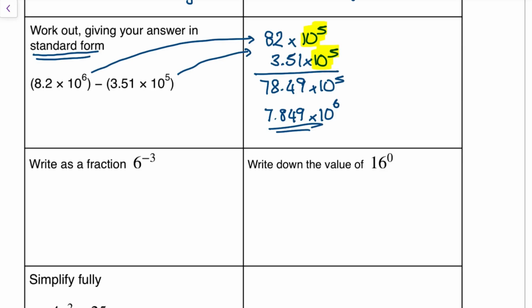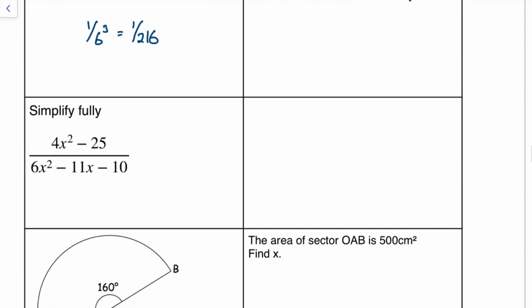Next one, write as a fraction. Okay, this one's not too bad, is it? The minus means 1 over, or reciprocal. So that's 1 over 6 to the 3, which is the same as 6 cubed is 216, so 1 over 216. Write down the value of 16 to the 0. Well, anything to the power of 0 is always 1, so therefore this one's just 1.